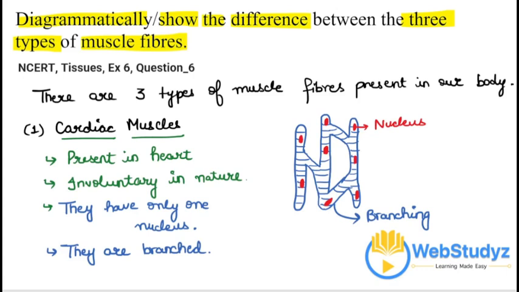So these were the three types of muscle fibers which we distinguished from one another with the help of a diagram. So I hope you understood this.